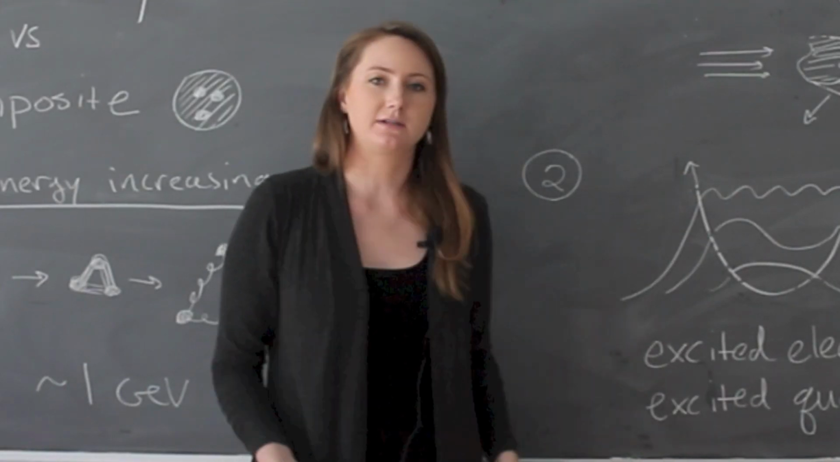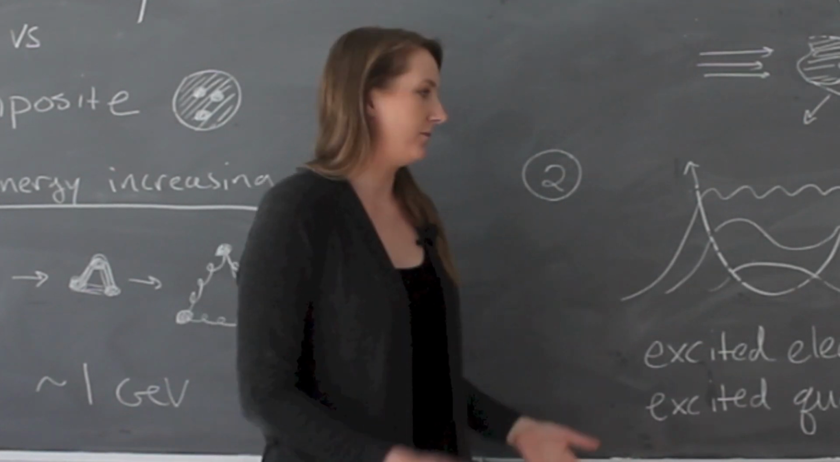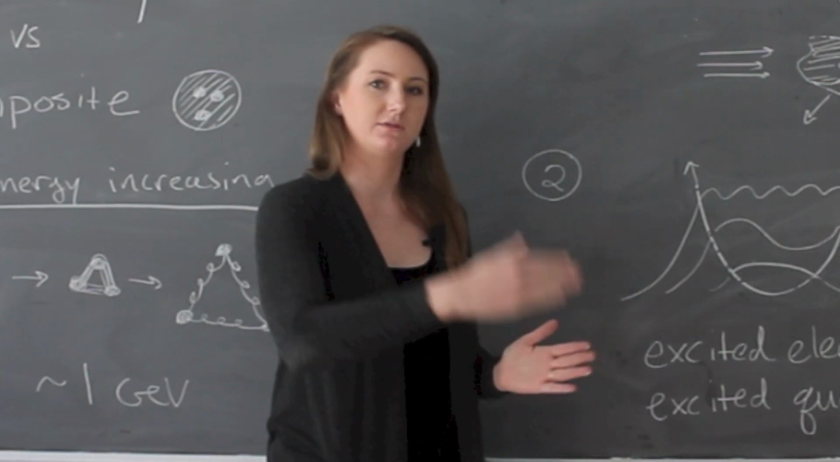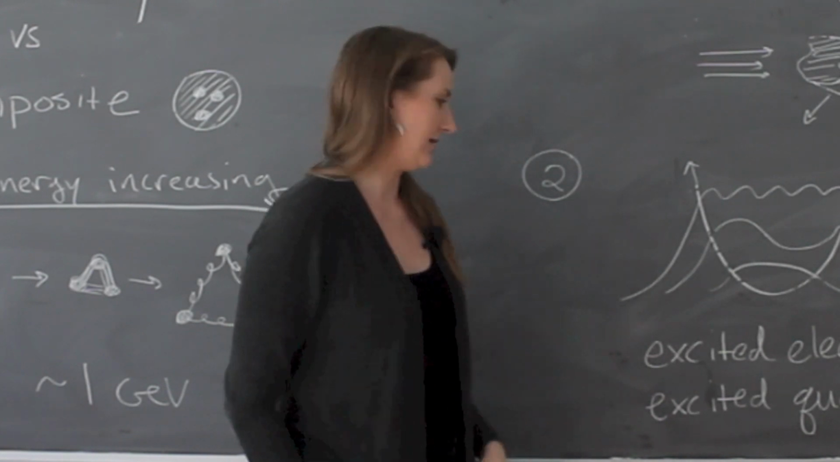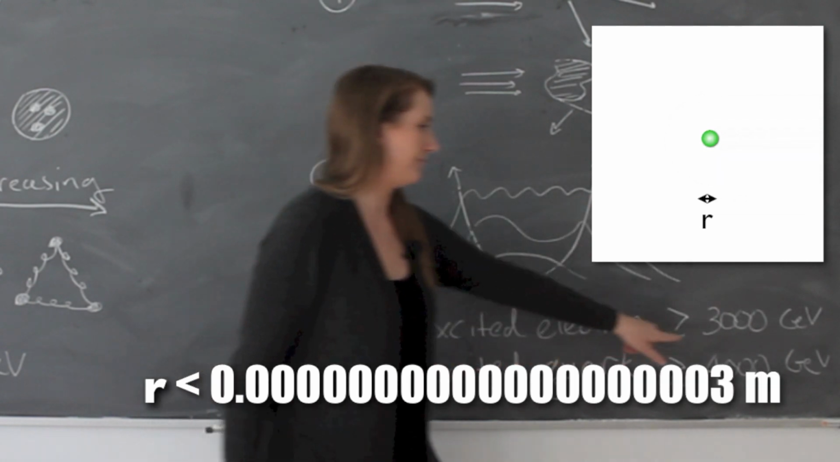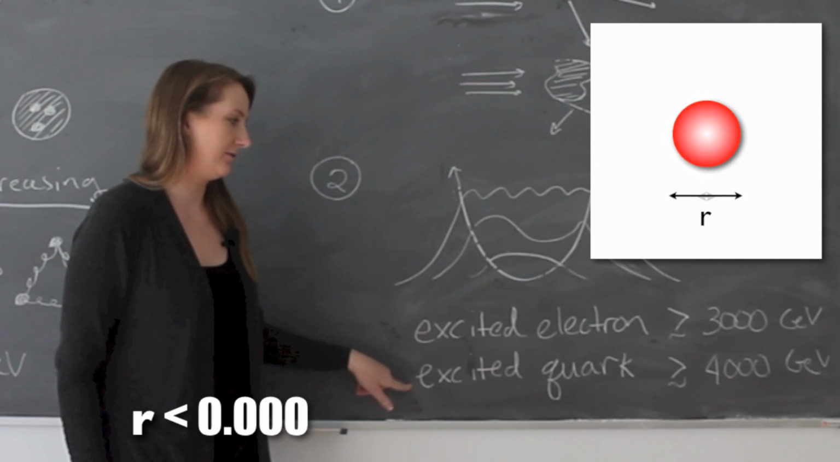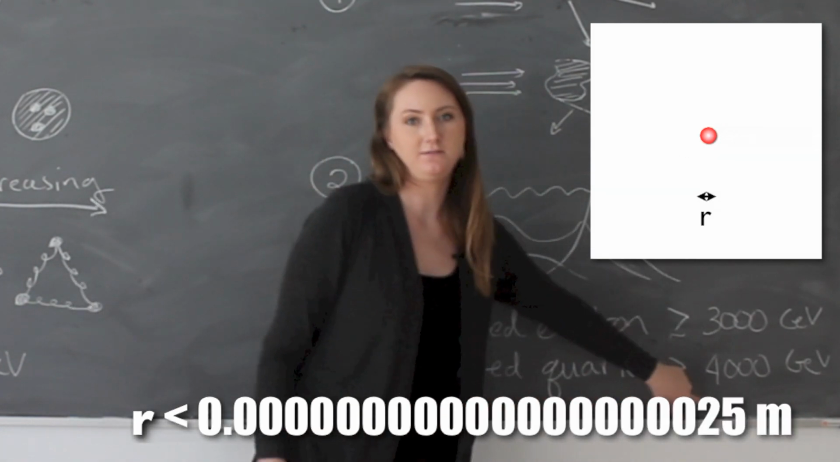We've actually been looking for excited states for quarks and leptons, and we haven't found any. But we can say that at least up to a certain energy, we know there's no excited state. For electrons, we've ruled out excited states up to 3,000 GeV. And for excited quarks, we've ruled out states up to 4,000 GeV.